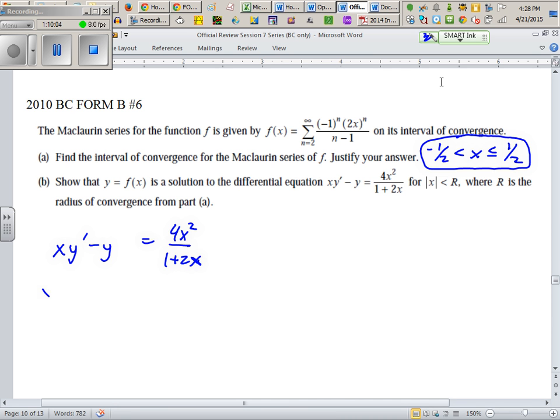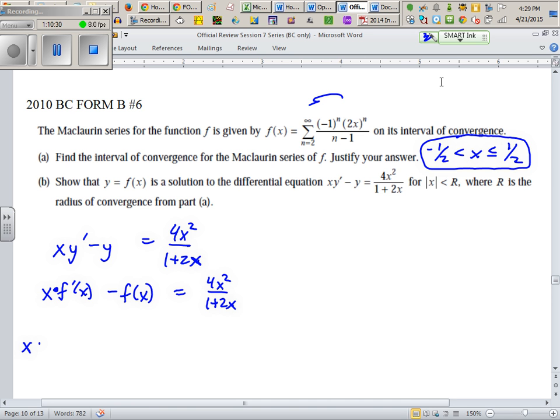Well, they actually gave us f. y is f of x. So this would be x times f prime minus f equals. So I'm going to goof around with the left side until it looks like the right side. This is like a trig identity. You play around with the left side for half an hour and then suddenly you realize, hey, that's the same thing as the right side. Okay, so let's see what happens.